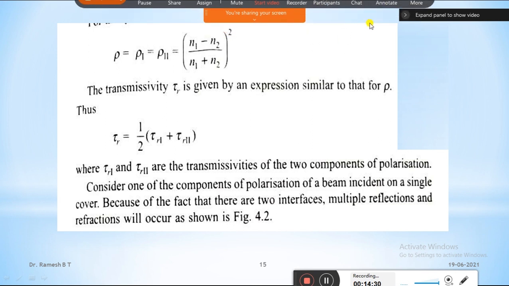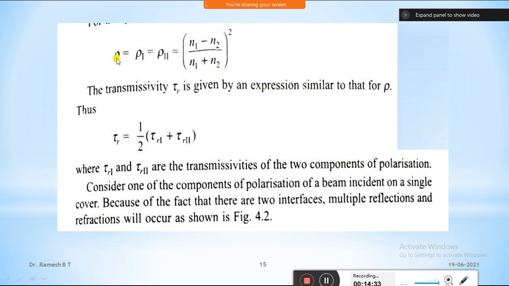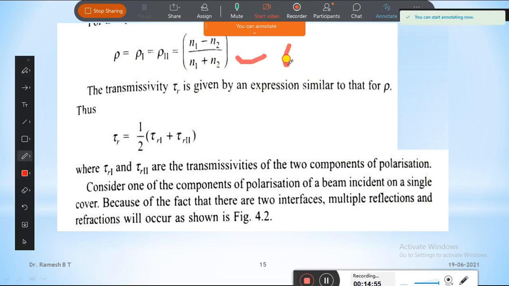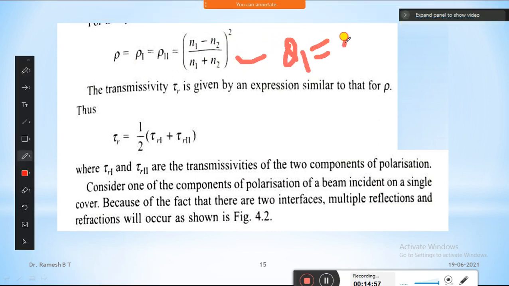rho 1 becomes equal to rho 2, the refractivity of media 1 equals the refractivity of media 2, which is given by the refractive index expression (n1 minus n2) divided by (n1 plus n2), whole square. So this is another equation. If theta 1 is equal to 0, then only we have to consider this equation. If not, again we have to go with rho 1 and rho 2.